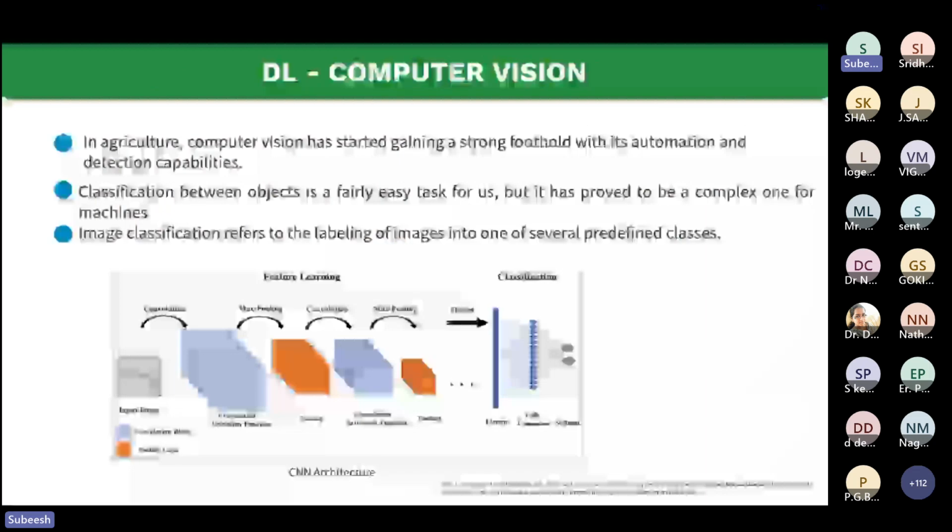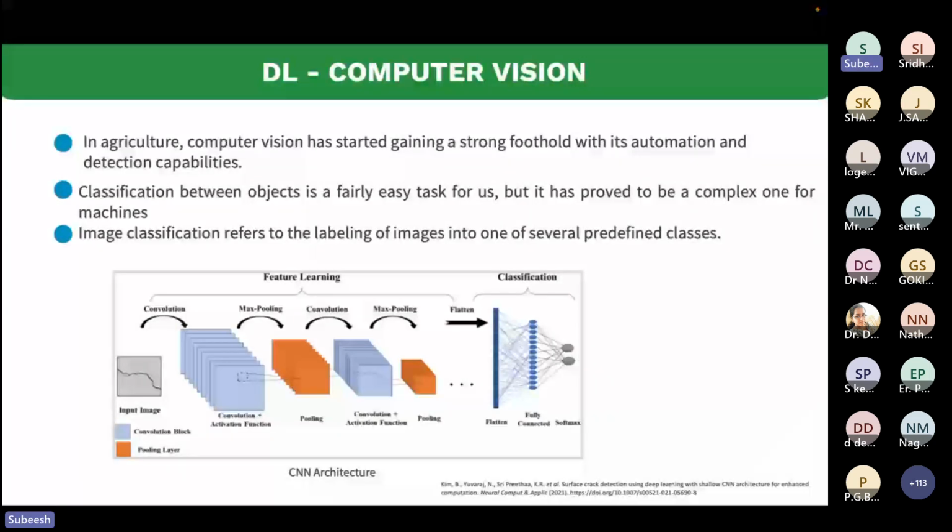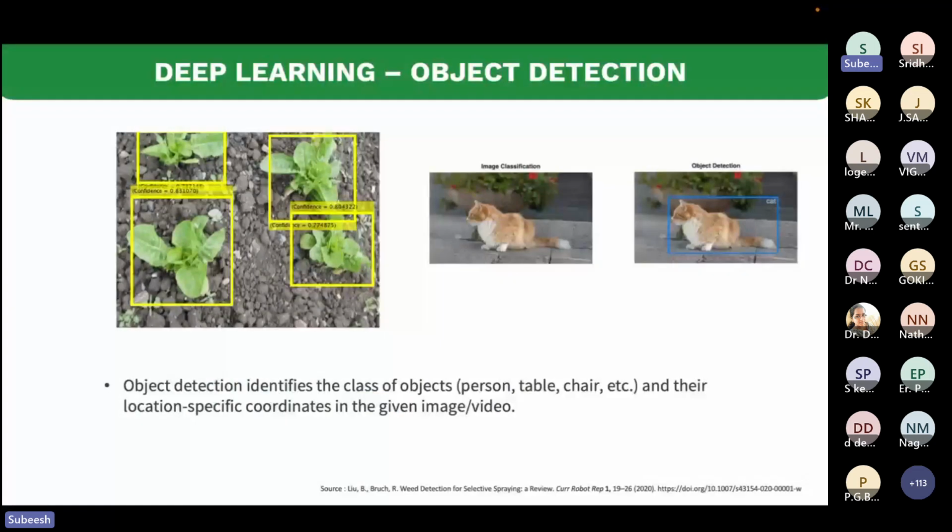In agriculture computer vision, there are classification models and object detection models. These are the main differences. Classification assigns a class to a complete image, while object detection gives you localization as well. It will localize exactly where the object is. So this identification or detection of a target is very important.